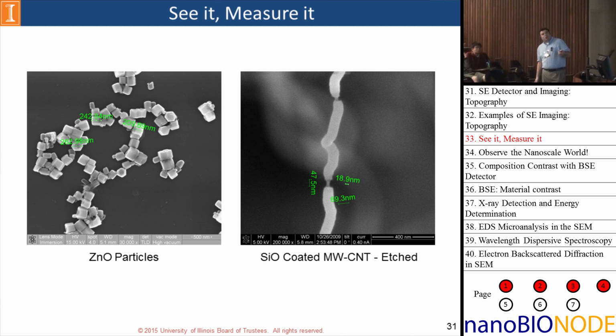For instance, here, this was some work that I did a while ago, where we were cutting out the coating on some of these carbon nanotubes, and we were trying to measure how big the tube is, how big the coating is. Whatever you see on the screen, typically you're going to be able to measure it right on the screen and get some instant feedback on what your particle sizes are, or what your film sizes are.